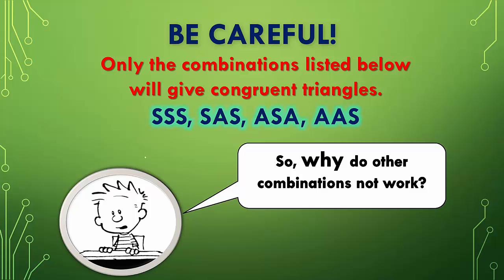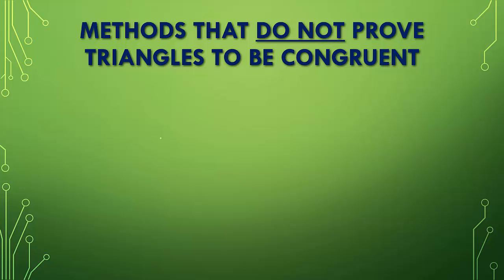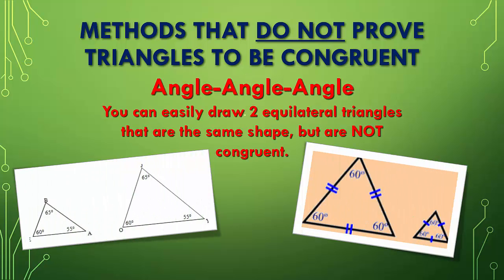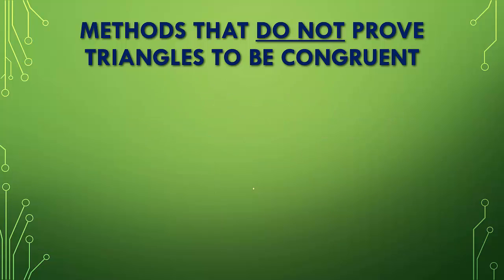How come the other ones don't work? Because there are some other ones that you could think of, like side, side, angle. Well, these are methods that do not prove triangles to be congruent. Angle, angle, angle: you could draw two equilateral triangles that are the same shape but are not congruent. So keep that in mind. You can maintain angle congruence, but the side lengths would be different then.